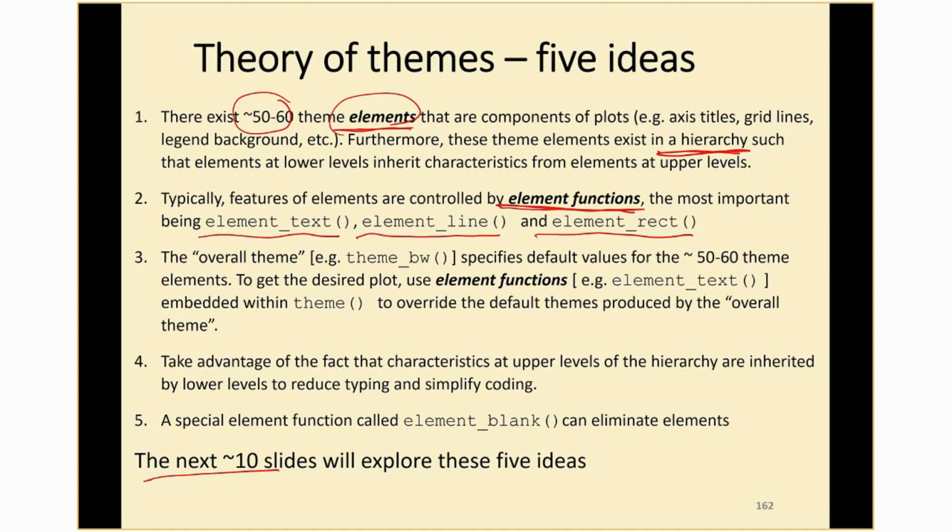The third idea is that every plot has its overall theme. And the default is theme black and white, but you could override that, for example, with theme economist. And that provides the default values for those different 50 to 60 theme elements. In preparing your plot for publication, what you're likely to do is to use the element functions to fine-tune your plot to make it more to your desire.